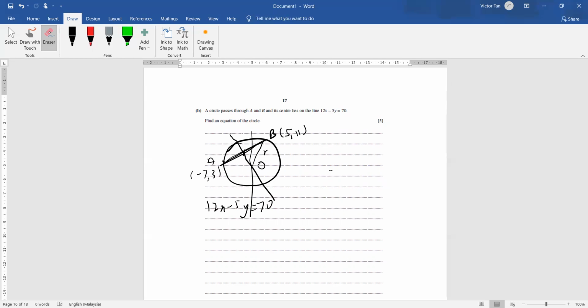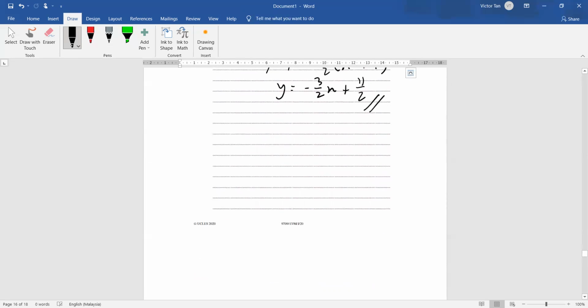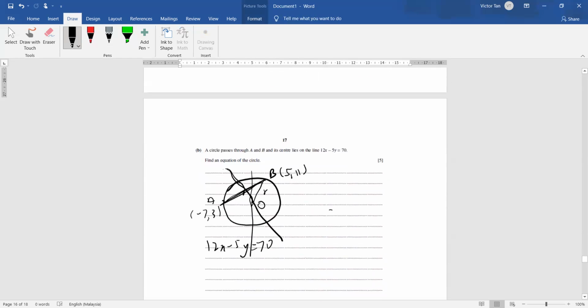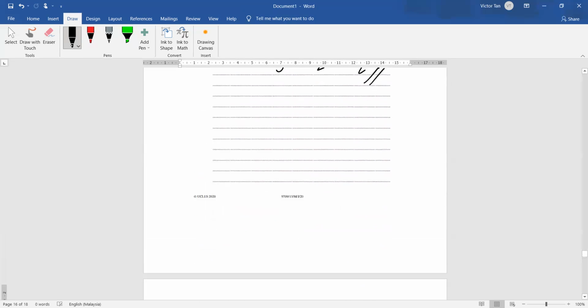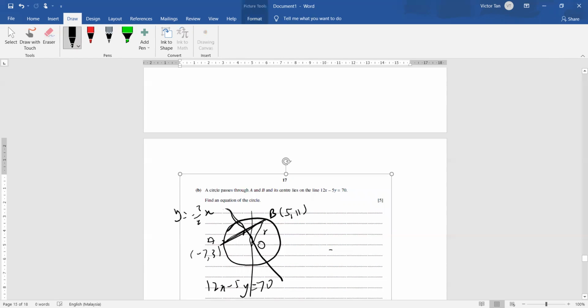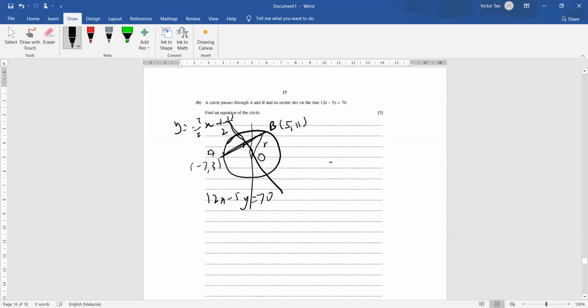Okay, this line has an equation which we have found. This perpendicular bisector also passes through the center, which is y equals minus 3 over 2 x plus 11 over 2. So we need to solve these two equations to find the center of the circle.